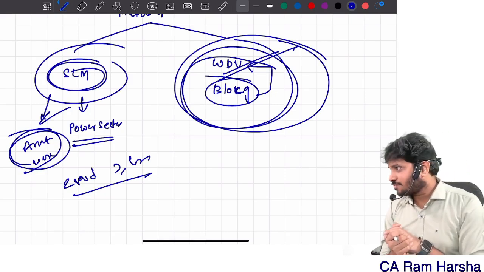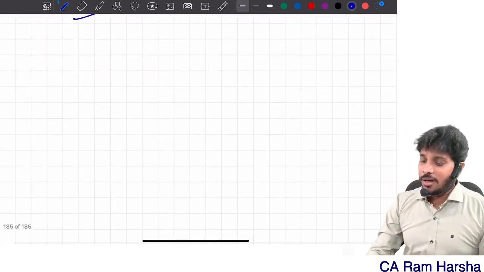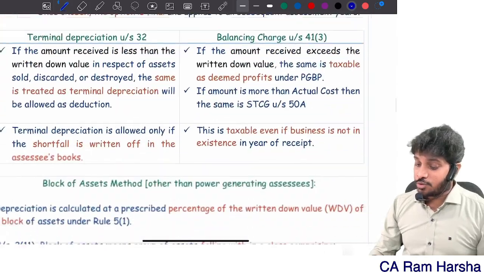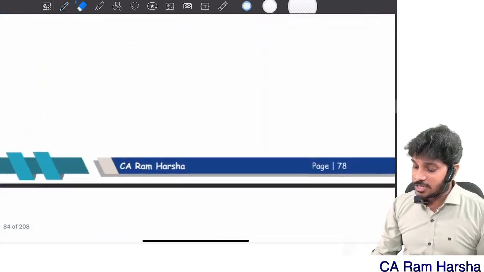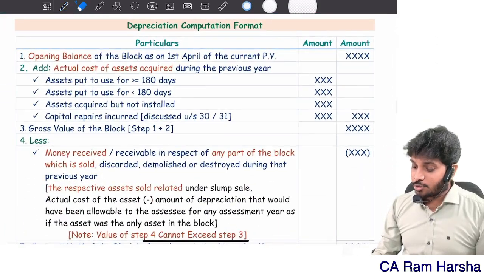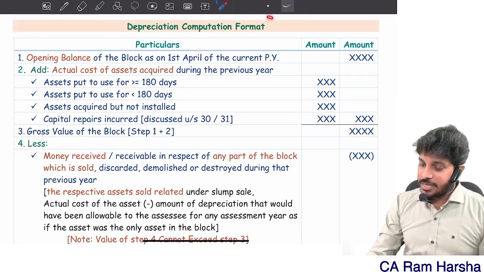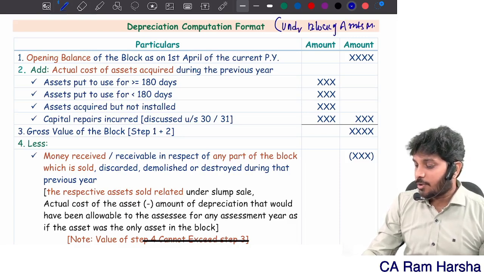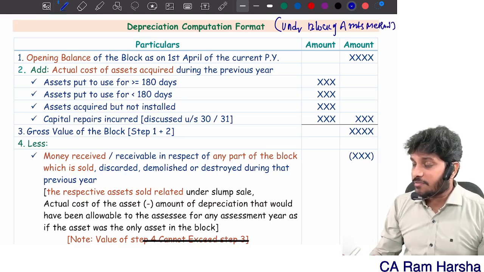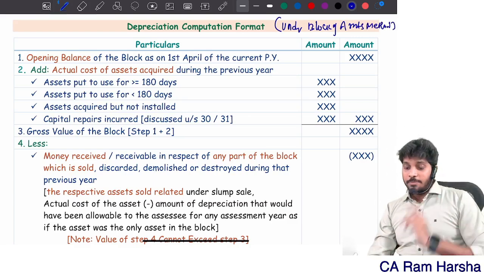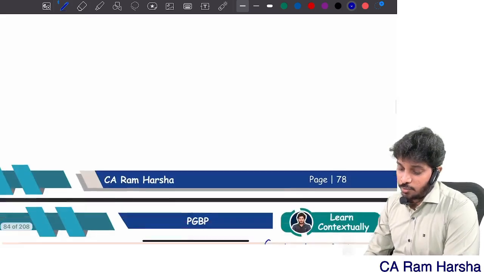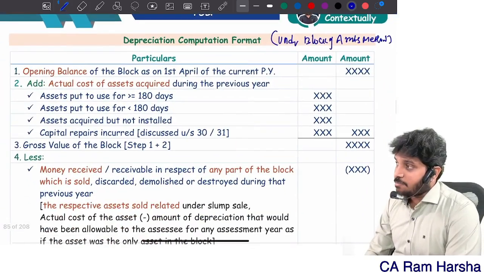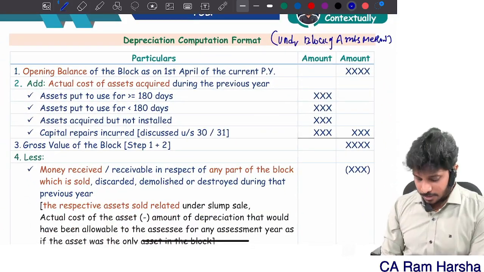Now, what is a block of asset approach? How to calculate depreciation under block of asset approach? Depreciation computation format. You can even put in the bracket, under block of assets approach or block of assets method. Depreciation computation format under what method? Block of assets method. Okay.